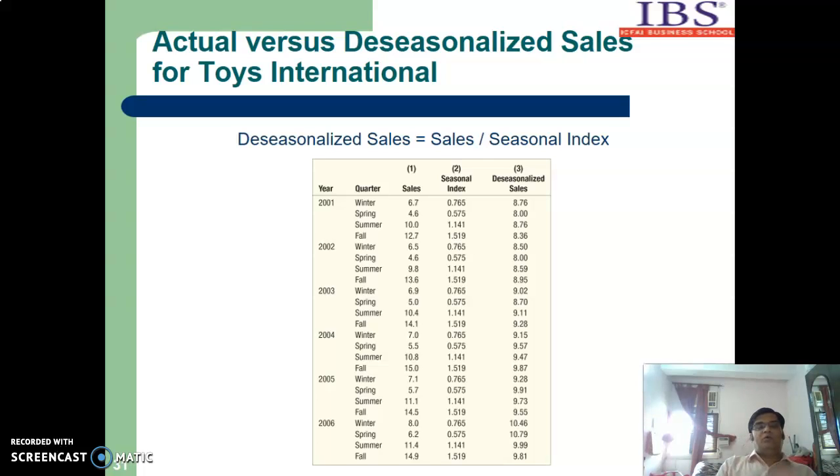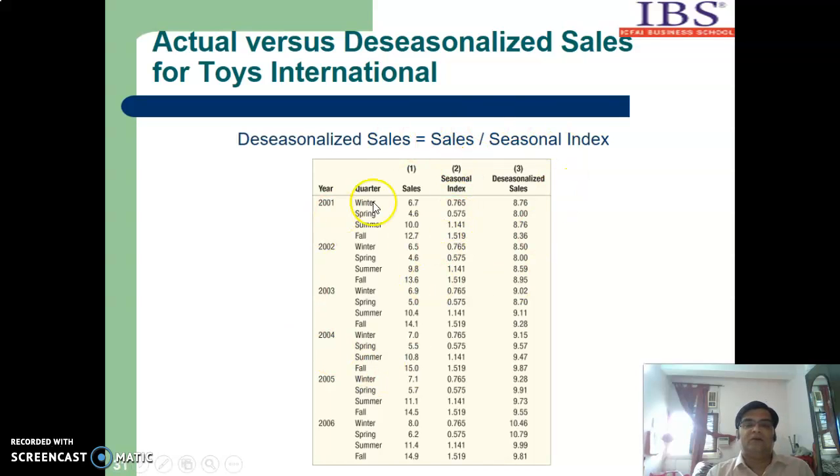Now we have to deseasonalize the data. So now let us deseasonalize it. What will be the formula? Deseasonalized sales is equal to sales divided by seasonal index. So whatever index we have calculated, the original sales figure that we had, we will divide it by the seasonal index to get the deseasonalized sales. So we will make our data free from any seasonal index.